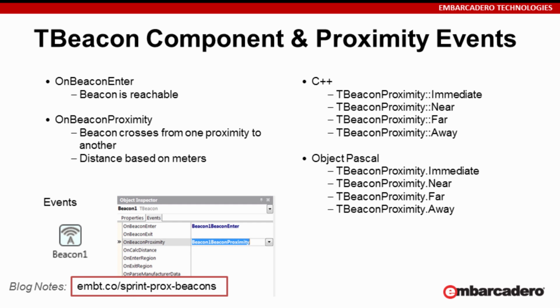This is determined by measuring in meters the distance from the device to the beacon, and the component takes care of that signal processing for you. There are four proximity thresholds: immediate, near, far, and away. We'll get into how those are defined shortly.